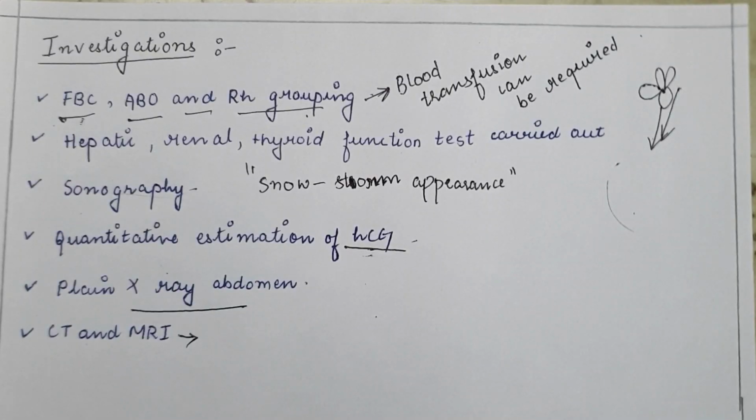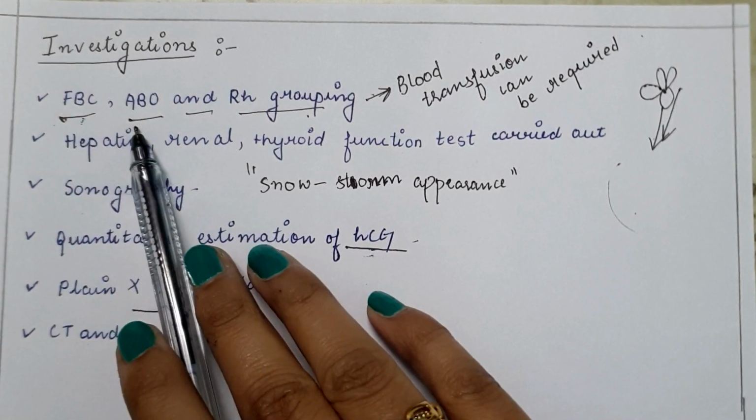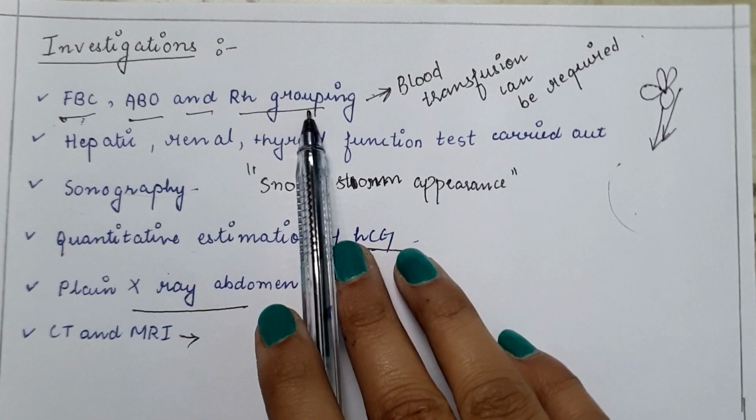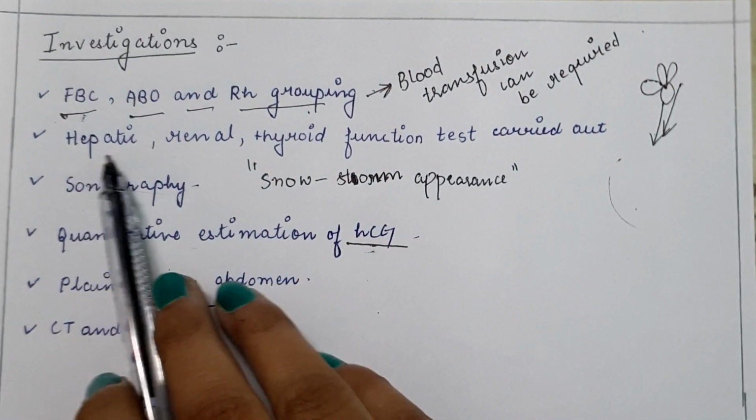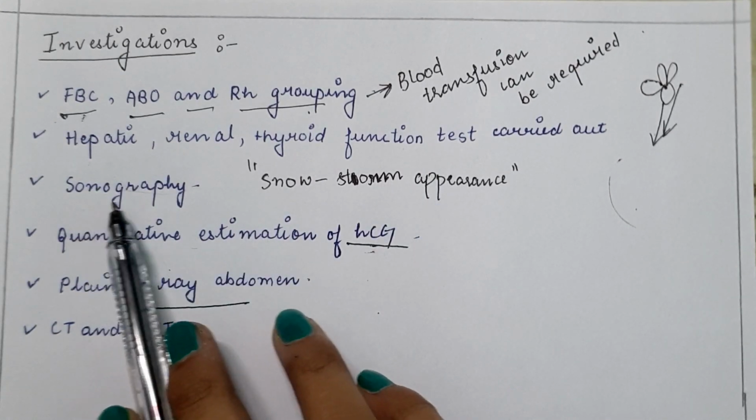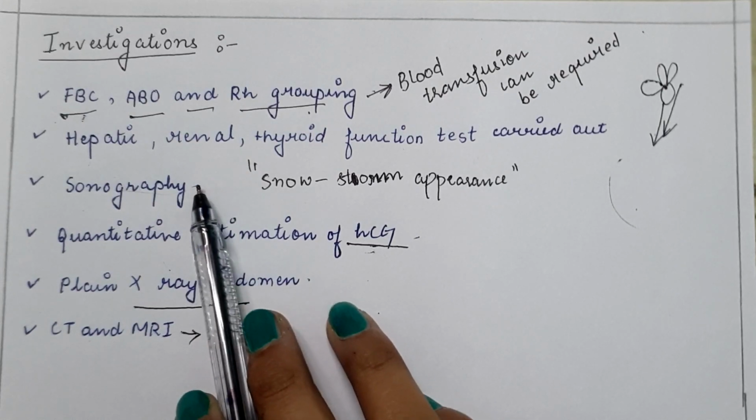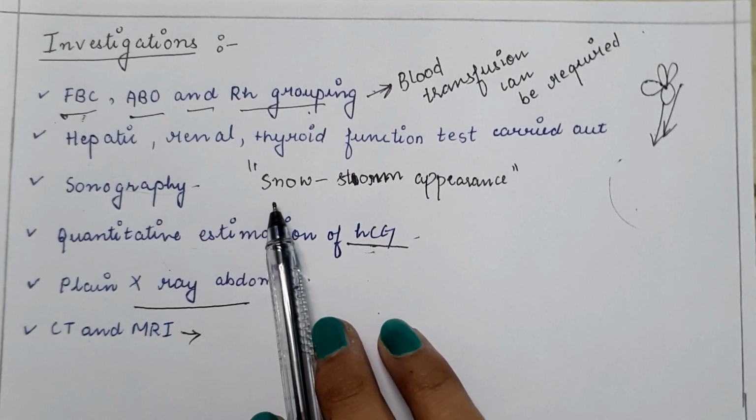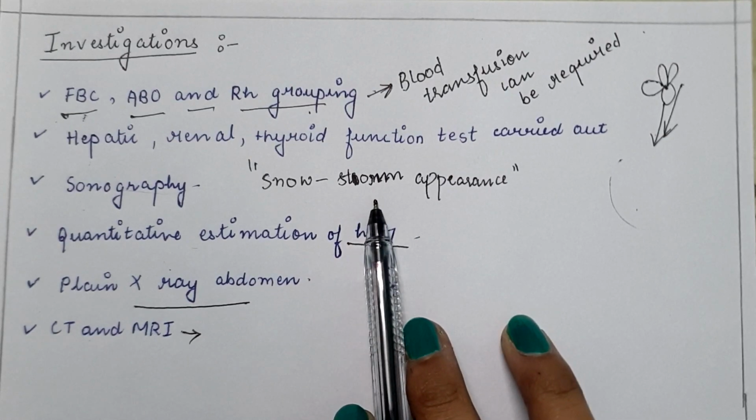Next are the investigations which are usually done in the case of hydatidiform mole. Full blood count, ABO and Rh grouping, in case blood transfusion is required. Hepatic, renal, and thyroid function tests should be carried out. Sonography should be done. In the sonography, the characteristic feature of the hydatidiform mole is viewed, that is the snowstorm appearance. This is the characteristic feature of the hydatidiform mole.